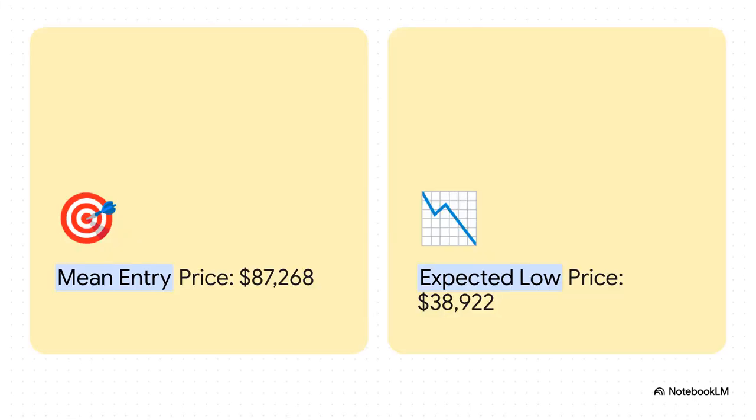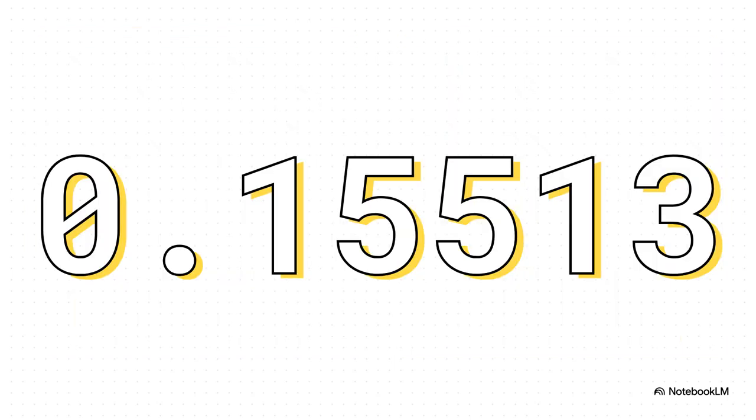So using those parameters, the model then crunches the numbers. It gives us a calculated mean entry price of $87,268. And it also projects an expected low price domain for this cycle, which comes out to $38,922.